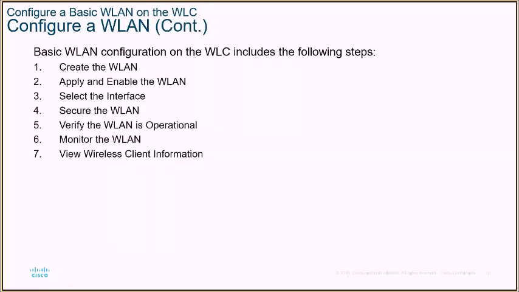So, basically, the basic setup is create the wireless LAN, apply and enable that wireless LAN. Then you select the interface, and you can then secure the wireless LAN. And so then you can, of course, verify the wireless LAN is operational. You can then monitor it, and then you can view what clients are connecting to it.